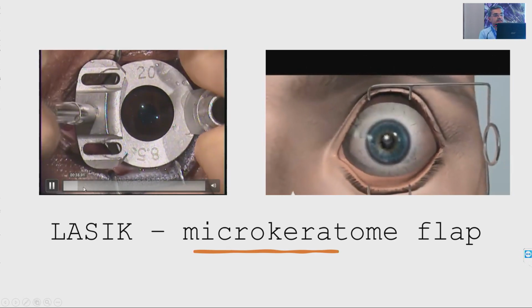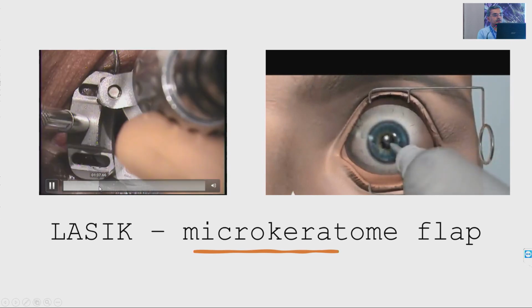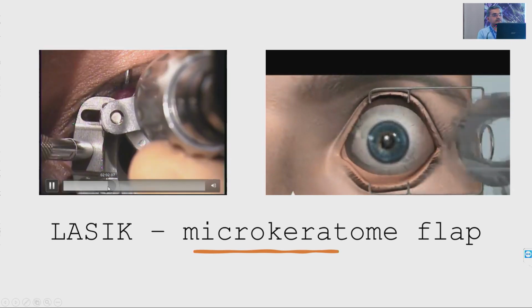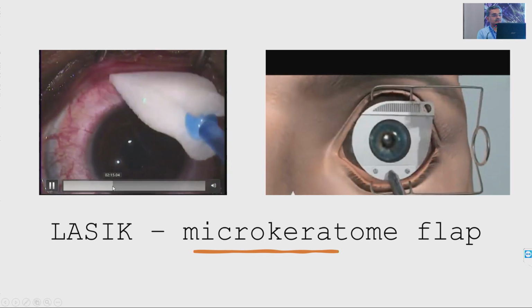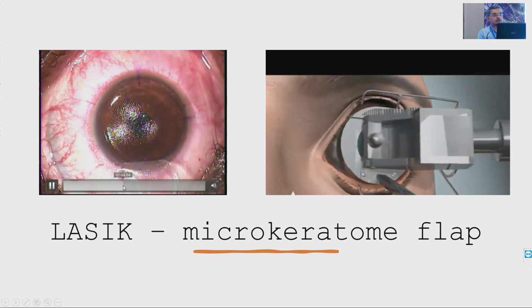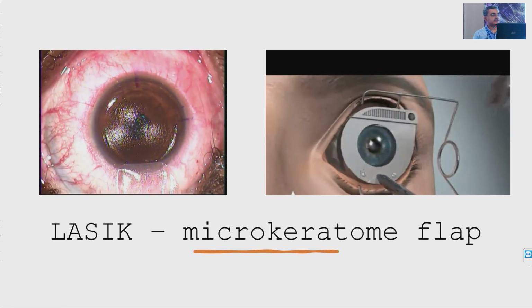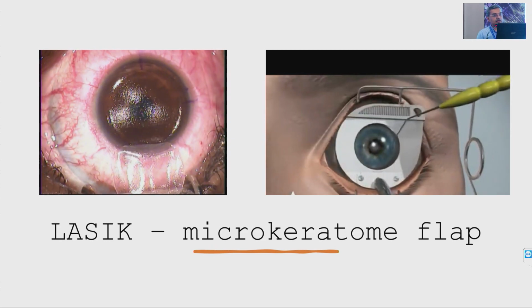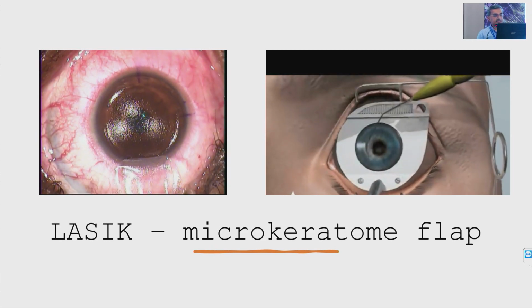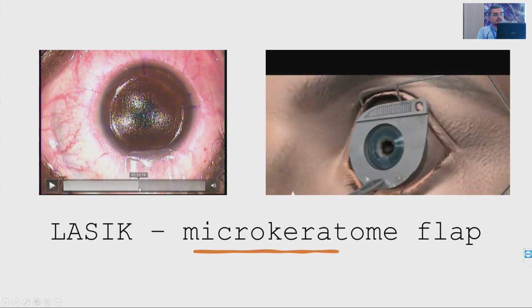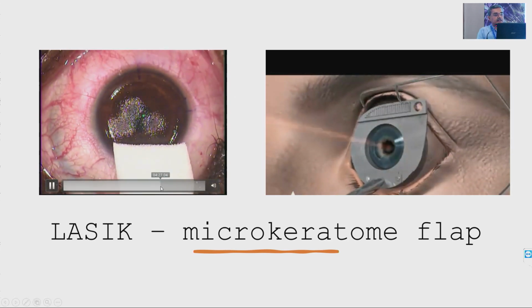The microkeratome is kept. The flap is lifted and the laser ablation is done. The laser ablation should be well centered on the pupil. It is all done under topical anesthesia. And once the laser ablation is done, the flap is laid back.